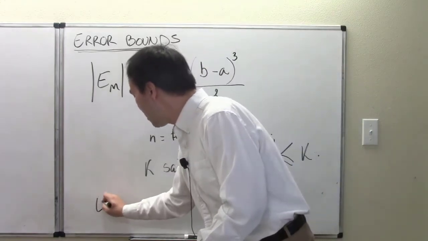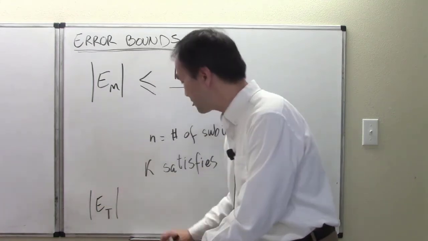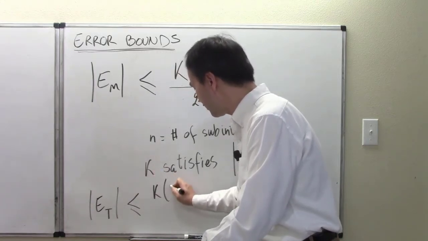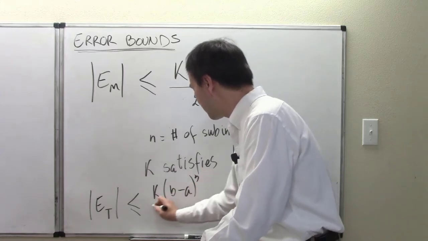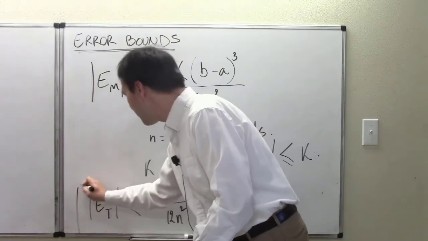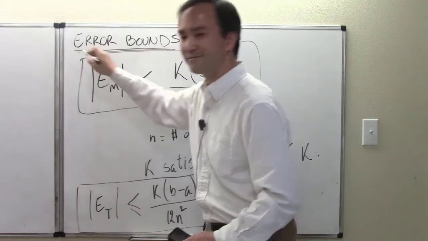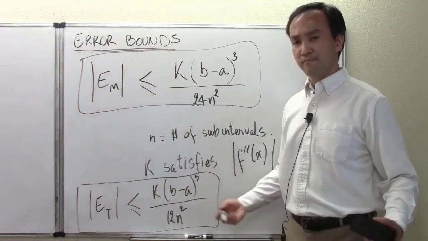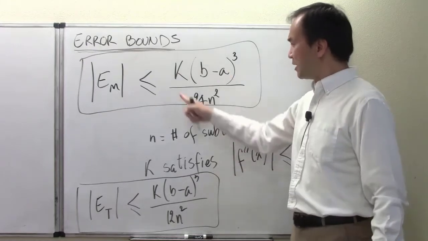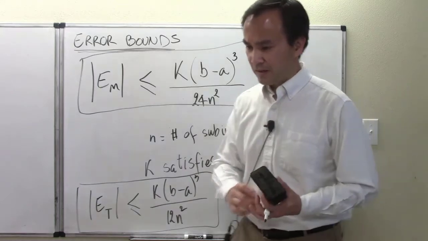So the error amount produced by the trapezoid method in absolute value is also less than or equal to k, the same k here, times b minus a to the third power, but only divided by 12 n squared. So we got a formula for that, and we had a formula for the midpoint rule. Now let's get to an actual example where I will have a chance to explain exactly what any one of these does for us.